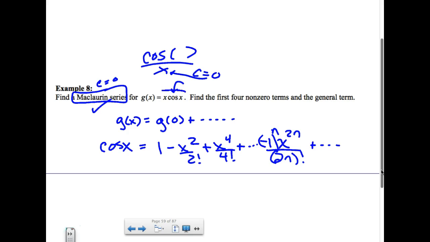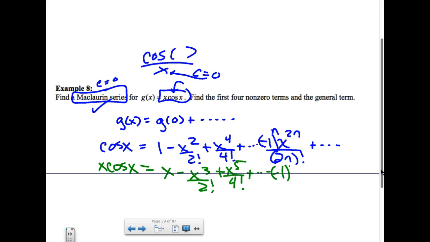All this wants me to do is x cosine x. So since I'm still maintaining that same center of 0, I'm just going to take and multiply every term through by an x. So that becomes x minus x cubed over 2 factorial. This is an easy one. X to the 5th over 4 factorial plus dot, dot, dot. Still needs the alternator.